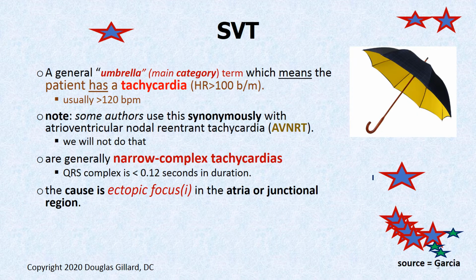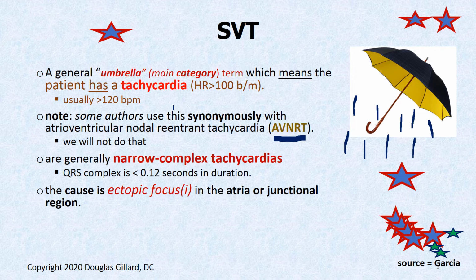So supraventricular tachycardias, most authors use it as an umbrella term, which has a bunch of subcategories underneath it, like AVRT, AVNRT, atrial flutter, atrial tachycardia, atrial fibrillation. There are some other authors that use it as an AKA for AVNRT, atrioventricular nodal reentrant tachycardia, which is the number one supraventricular tachycardia. We're not going to do that though. We're going to stay with convention and say this is a general category.